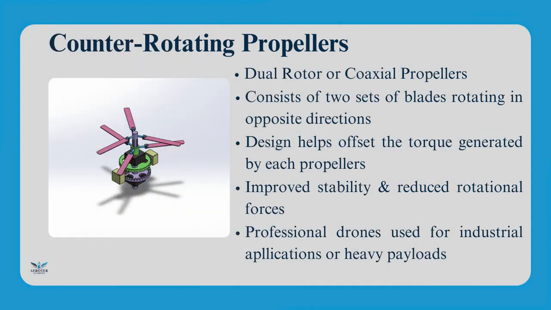Counter-rotating propellers. Commonly referred to as dual-rotor or coaxial propellers, these are used in specific drone configurations. They consist of two sets of blades rotating in opposite directions on the same axis, helping to offset the torque generated by each propeller, resulting in improved stability and reduced rotational forces.